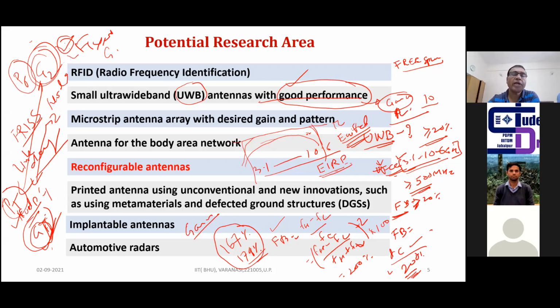Some areas also have body area networks and reconfigurable antennas. There are printed antennas for unconventional uses, some using defected ground structures, and metamaterials. Implantable antennas are there, automotive radars are there. Nowadays in 5G, I'm talking about the millimeter wave, meaning 60 to 70 gigahertz. In the 60 to 70 gigahertz range, automotive radars come into the picture.